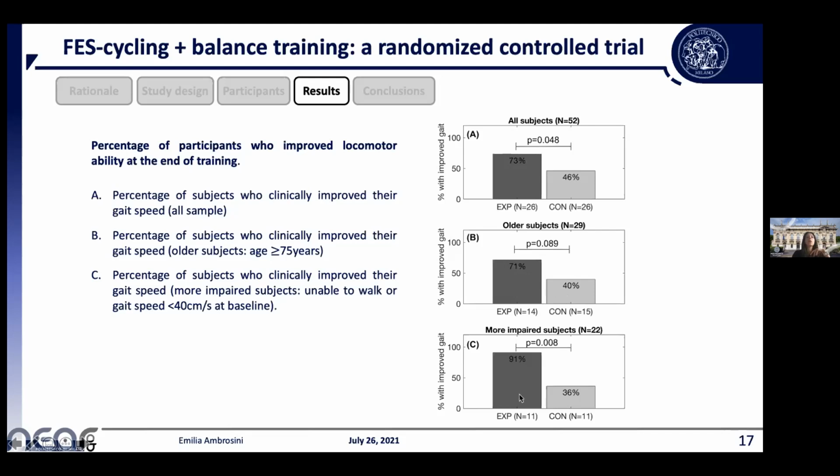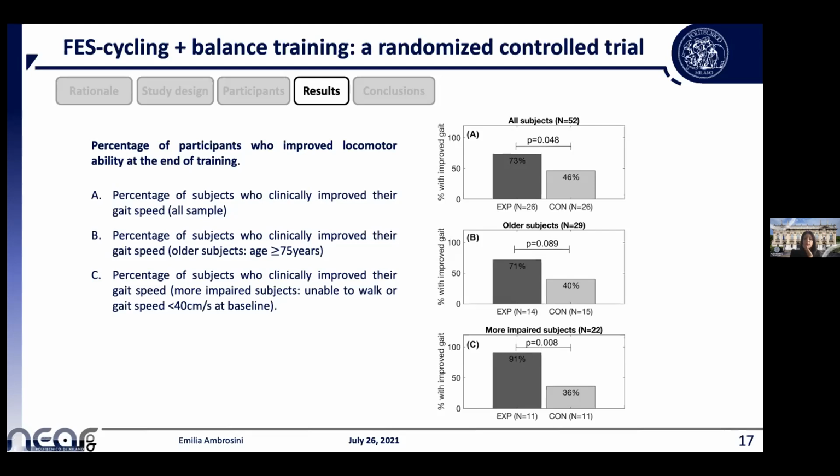And then we focused on the more impaired subjects, so just the subjects who were unable to walk or had a gait speed below 0.4 meters per second. That was usually considered strongly impaired in terms of gait speed. And here we could see that almost all subjects in the experimental group belonging to this subgroup improved. So we had 91% of clinically improved subjects and just 36% of the control group.